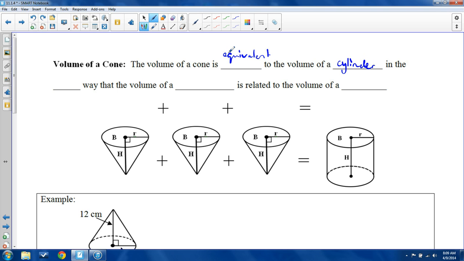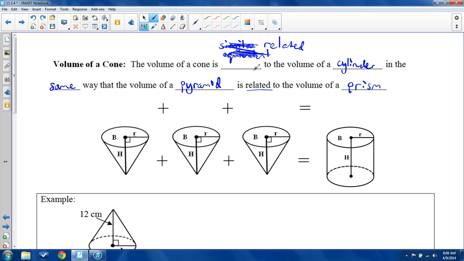Maybe the word similar. Let's use similar, because it's not equivalent to. It's similar to the volume of a cylinder in the same way that the volume of a pyramid is related. Oh, I'm sorry, the word must be related. Sorry, this is my first time looking at this. Is related to the volume of a prism.